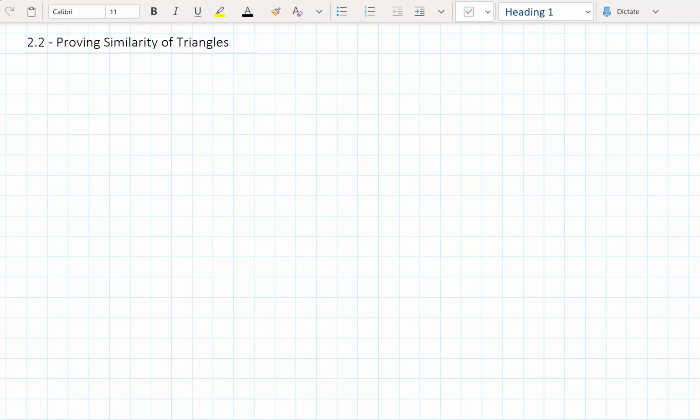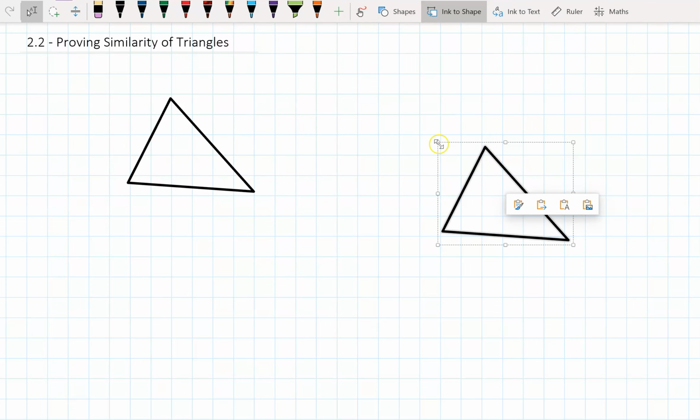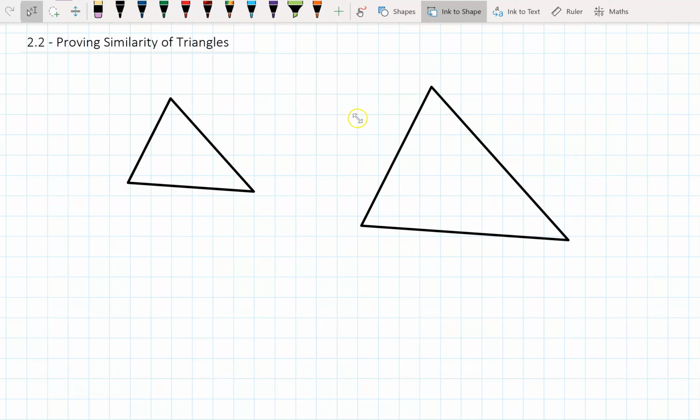So today what we're going to do is prove similarity of triangles. Now we said in the last video that if I have a triangle like this one, and then I make a copy of it and make it a little bit bigger, these two triangles are what we call similar. They're exactly the same triangle, just one is bigger than the other.